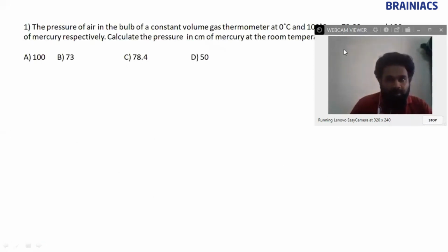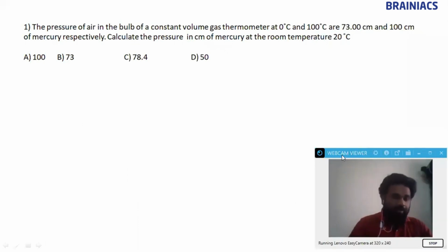The first question of this category is: the pressure of air in the bulb of a constant volume gas thermometer at 0 degrees Celsius and 100 degrees Celsius are 73 centimeter and 100 centimeter of mercury respectively. Already we have studied the barometer. In barometer, how much is the length of that mercury column? h rho g will be the pressure. So one of the commonly used units is this length of mercury column for calculating pressure.